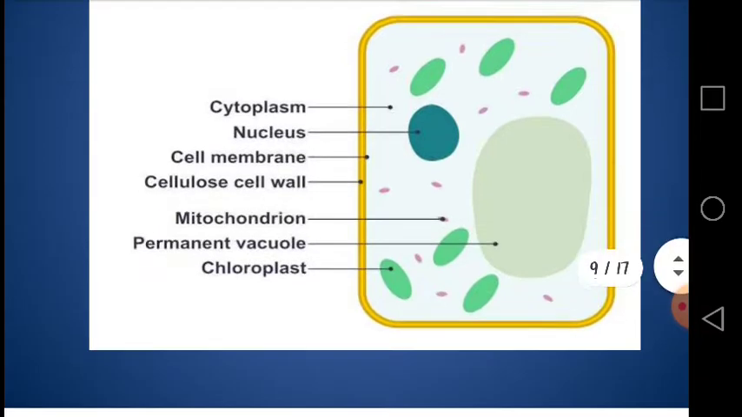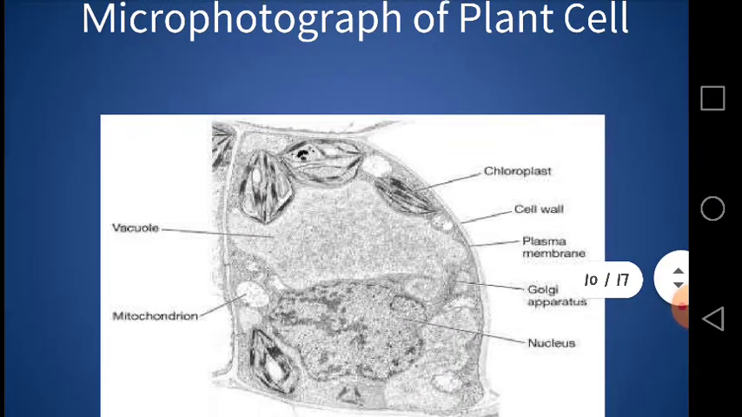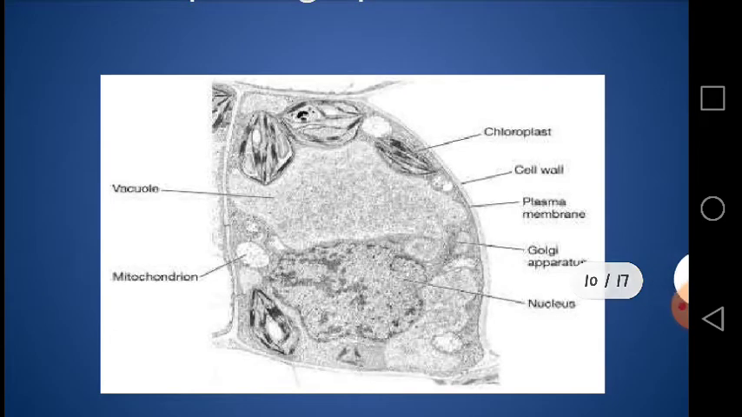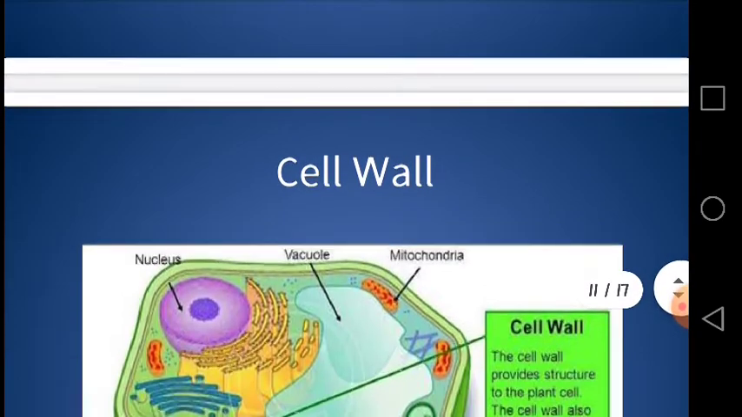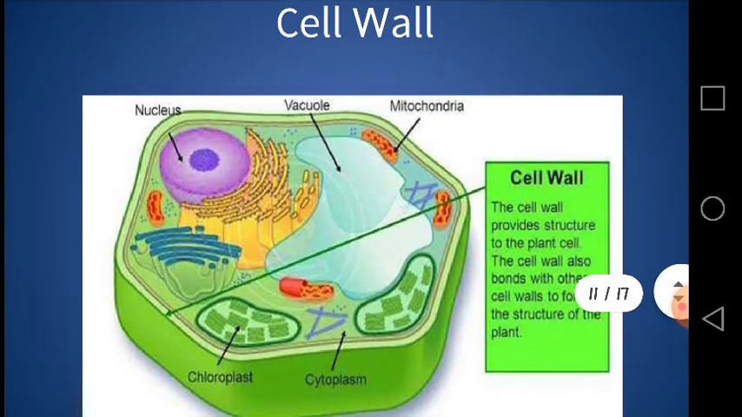Dear students, I have selected a microphotograph of the plant cell. You can see a prominent nucleus and a very big vacuole, chloroplast, and the cell wall. Cell wall is basically quite thicker than the membrane, so it can easily be observed under the light microscope. Now we are focusing on the very important structure of the plant cell. This is the cell wall.